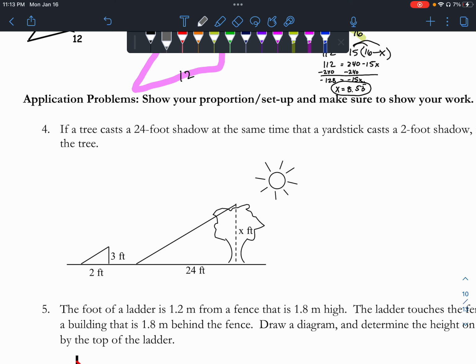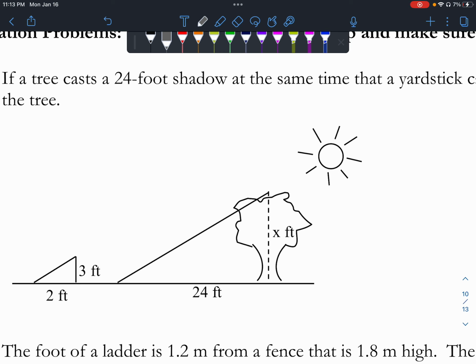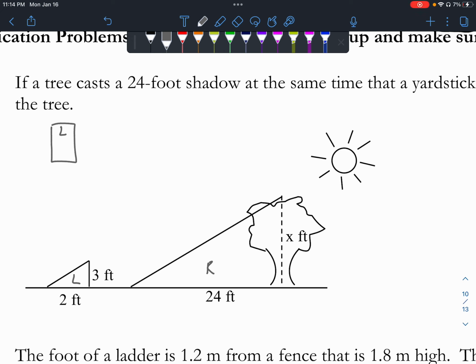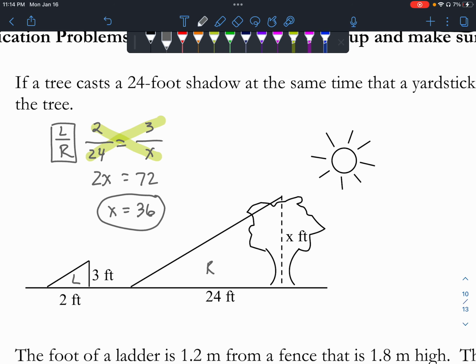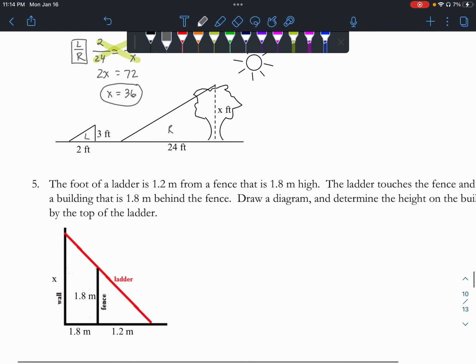We have ourselves here some similar triangles and shapes. So I'm just going to label this as the left side and right side. And if we compare these two together, left to right, numbers that match up, I have a 2 from the left and a 24 from the right, one ratio that has just numbers, a 3 from the left, an x from the right, cross multiply, 2x equals 24 times 3 is 72, I believe. X should be 36. Congratulations, your tree is 36 feet tall.